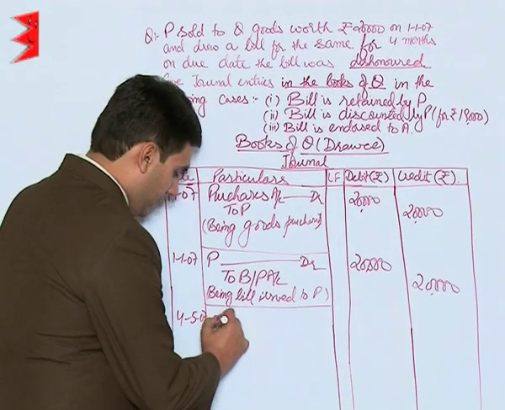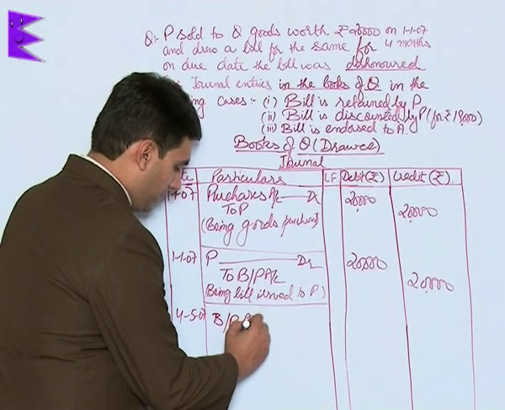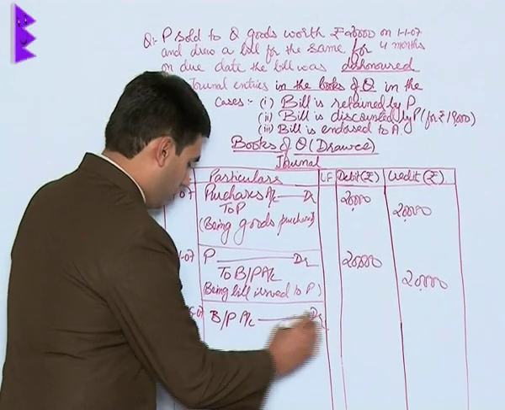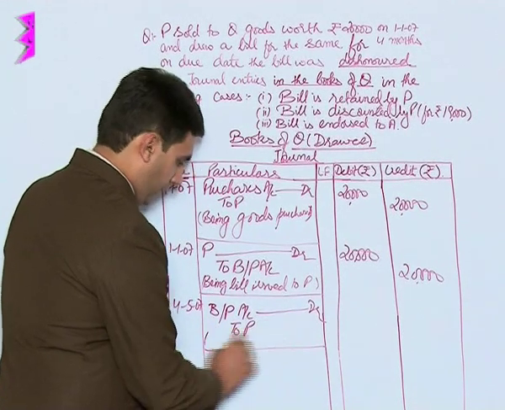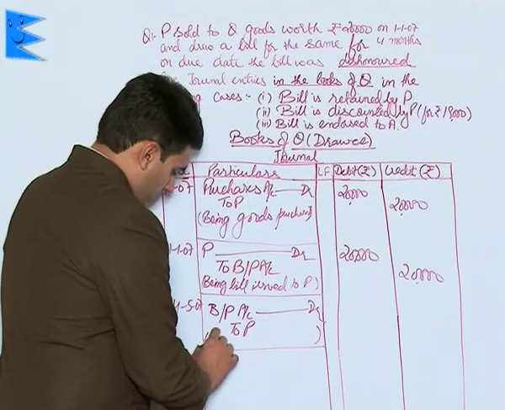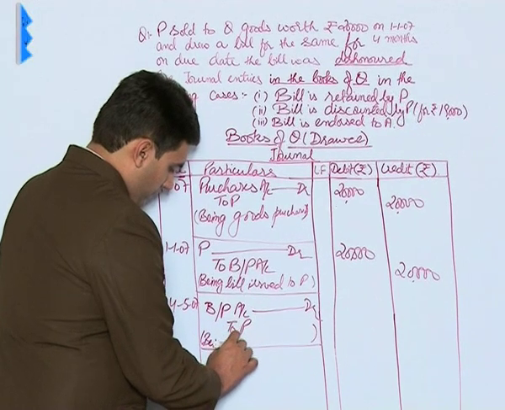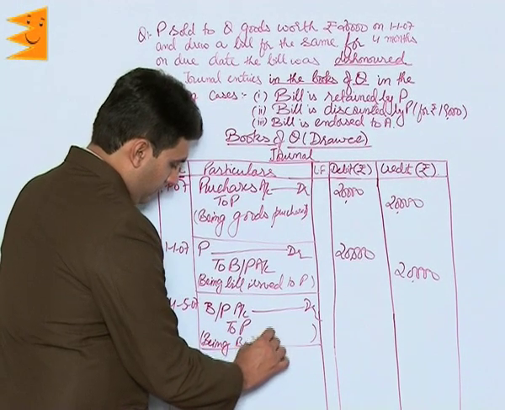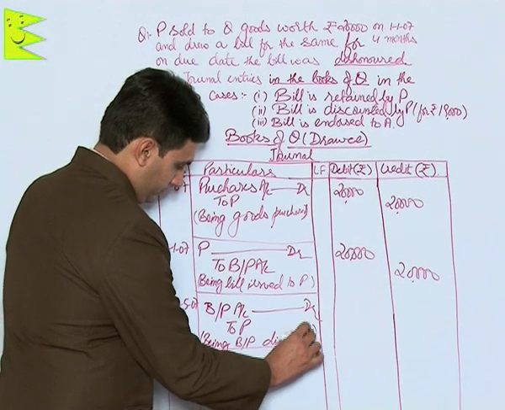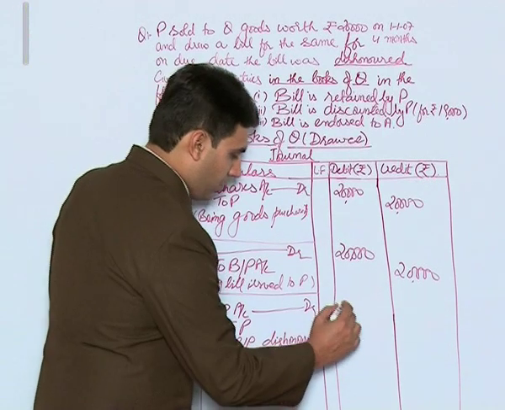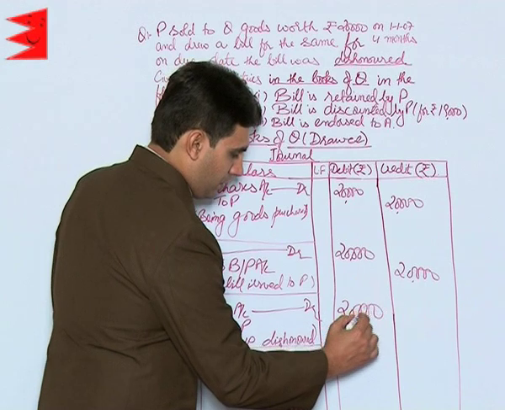So entry would be bills payable account debited to P, being bills payable dishonored, and the amount would be 20,000.